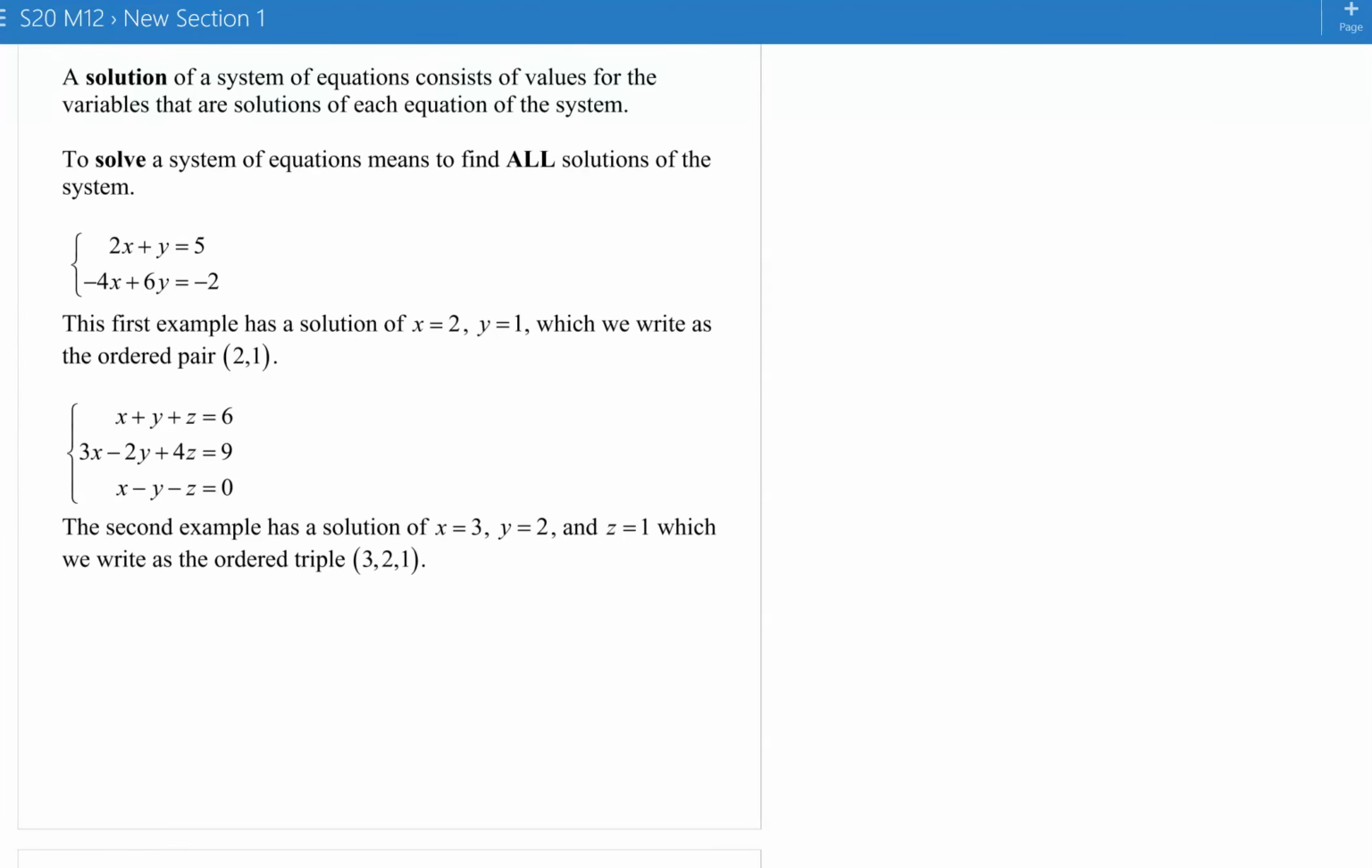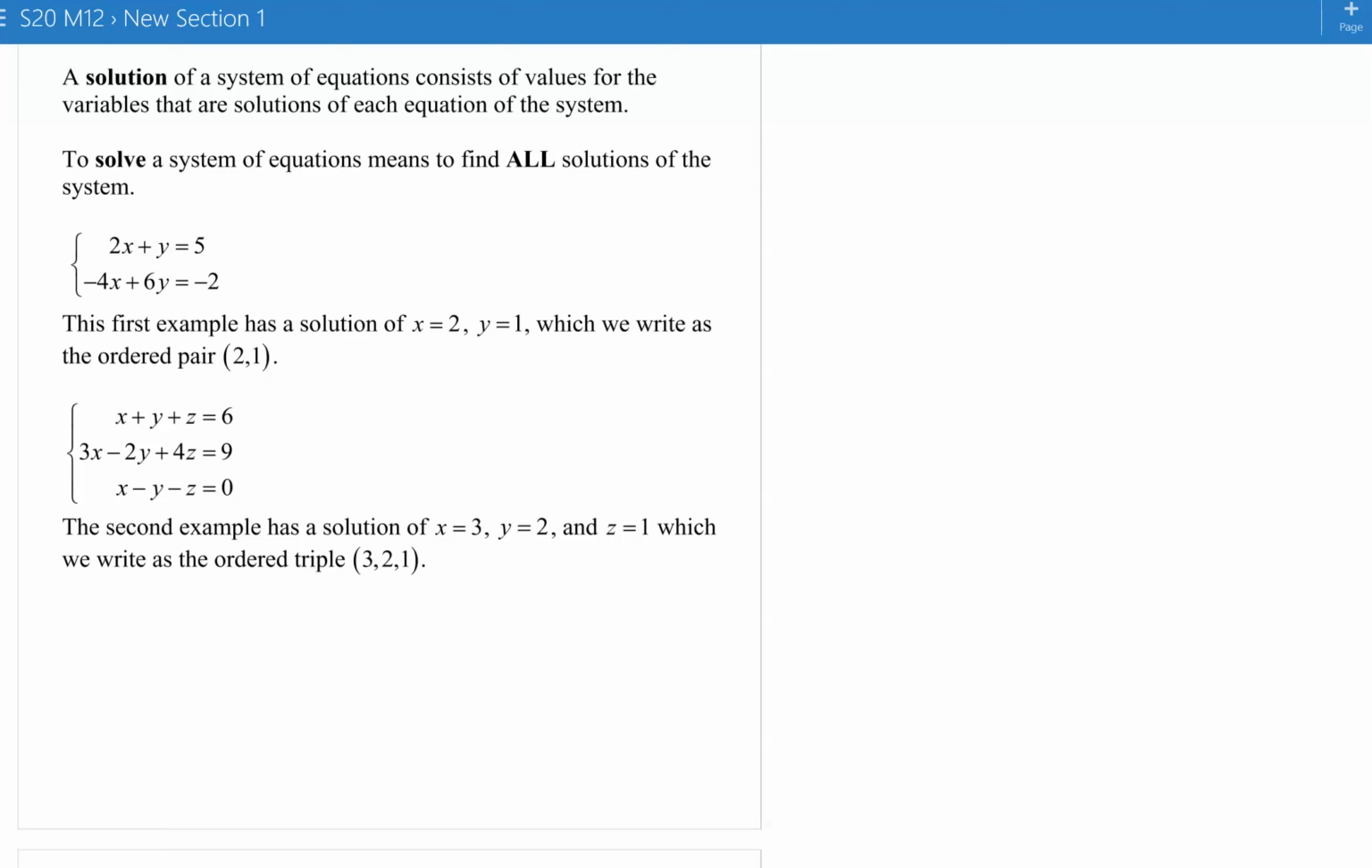So a solution of a system of equations is all the values for the variables that are solutions of both equations in the system. Each equation has the same meaning as for both. So to solve a system of equations means to find all of the solutions of the system.